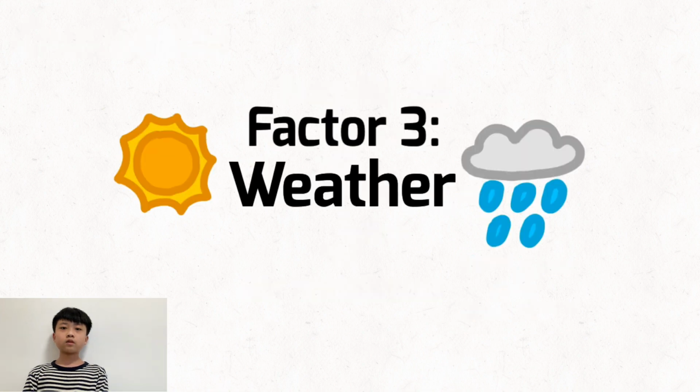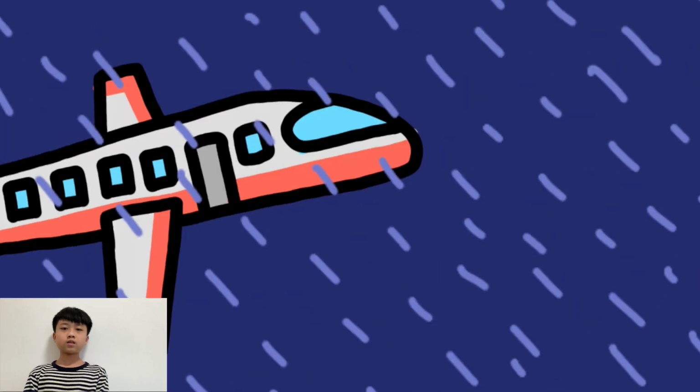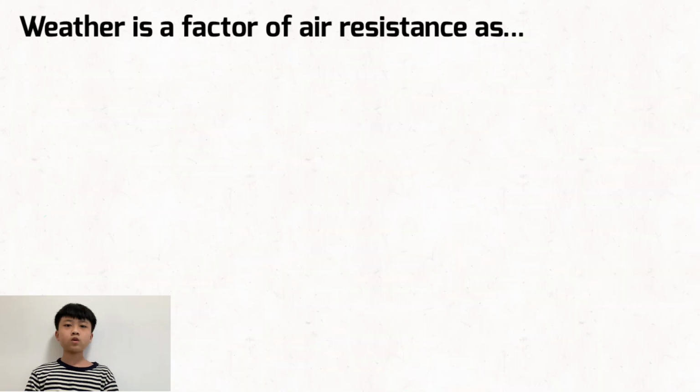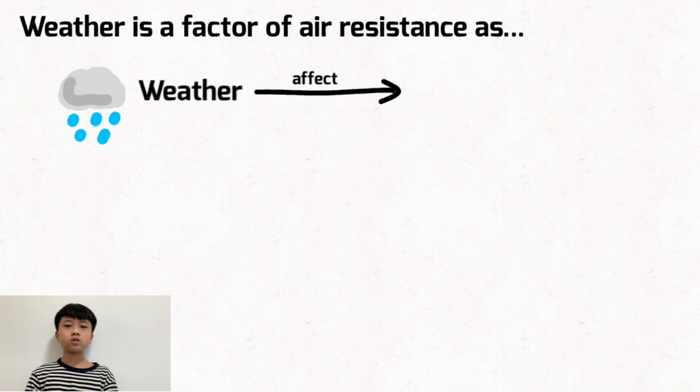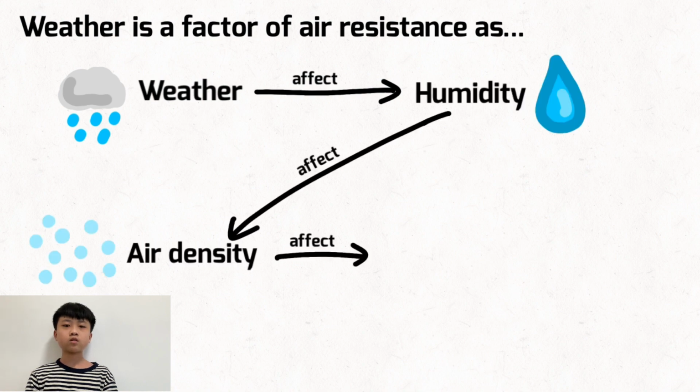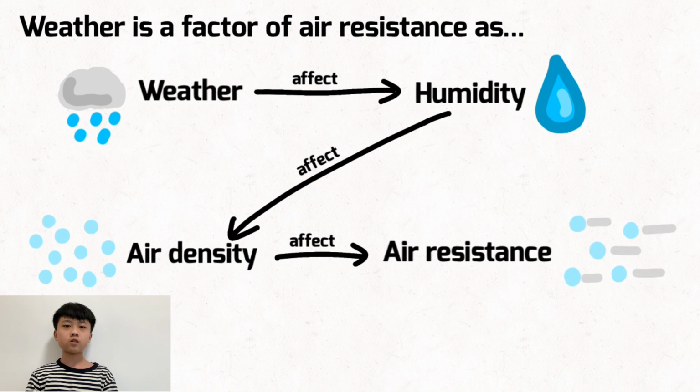Weather can also affect humidity and air resistance. When a plane flies through a storm or turbulent weather, the humidity levels can change suddenly, which can affect the plane's performance and speed. Weather can be a factor of air resistance because it can affect the humidity levels and in turn the density of the air that the plane is flying through.